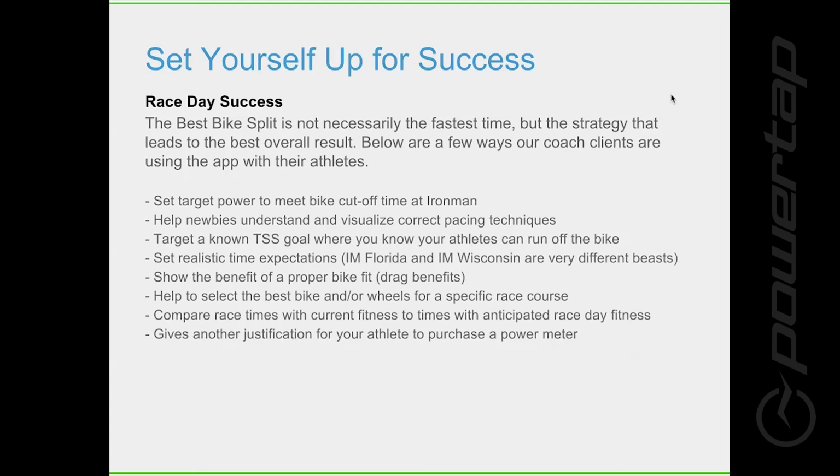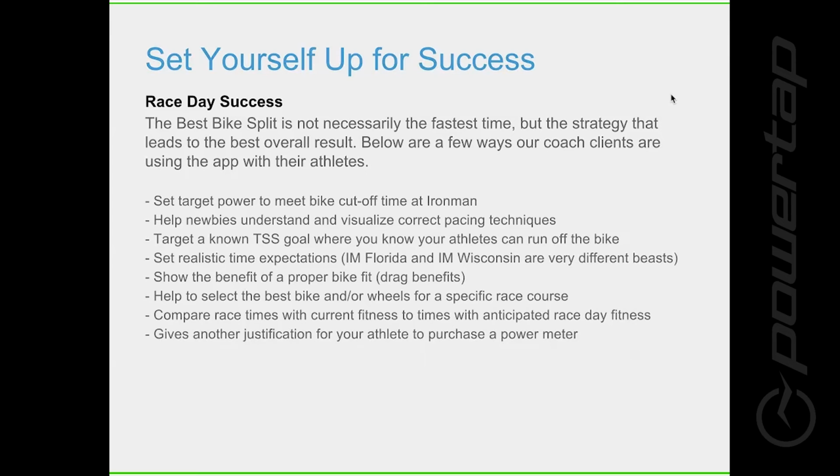We've mentioned quite a few times, and I do like to stress it, that targeting a known training stress score where you have a good run off the bike, and setting realistic time expectations. So Ironman Florida, Ironman Wisconsin, very different races. If you went out and did 220 at Ironman Florida, at Ironman Wisconsin, that may not be the best strategy. You may be walking quite a bit of the run if you stayed at that same intensity level.